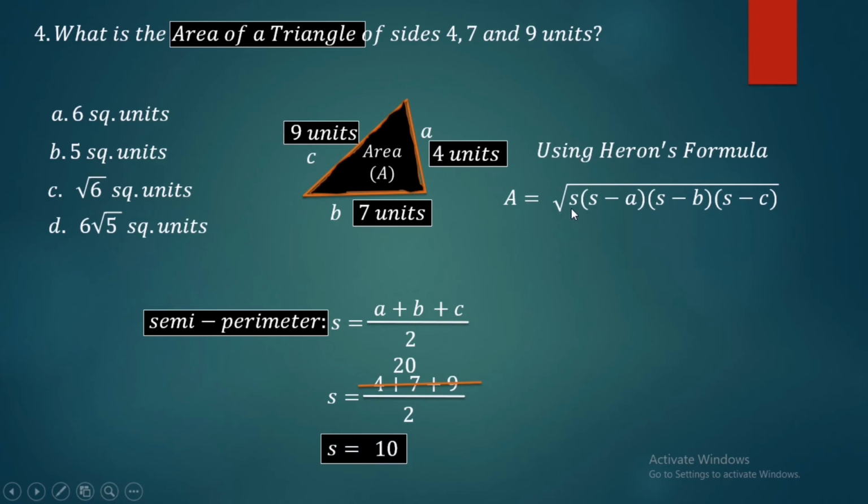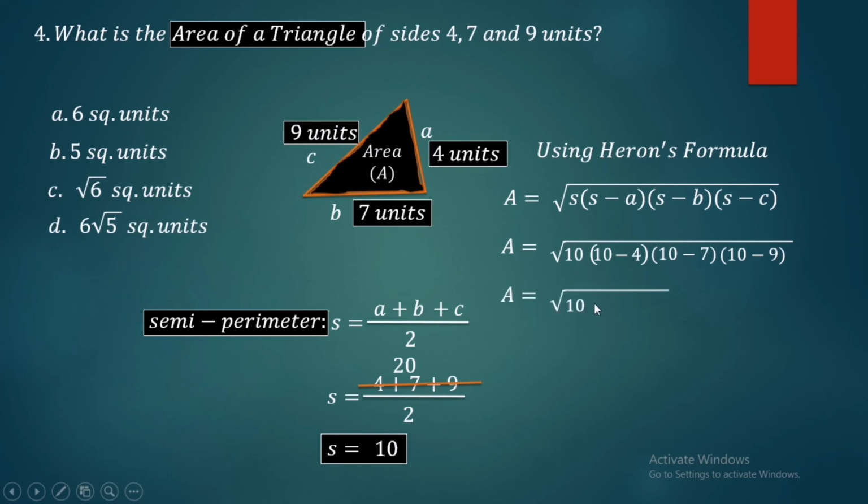So substitute natin ang S, the semi-perimeter here sa square root, then multiplied by the quantity of 10 minus A natin is 4. Then quantity 10 minus 7, and 10 minus 9. Then get the product. 10 minus 4 is 6. 10 minus 7 is 3. 10 minus 9 is 1. Then multiply all the numbers. That is 180.